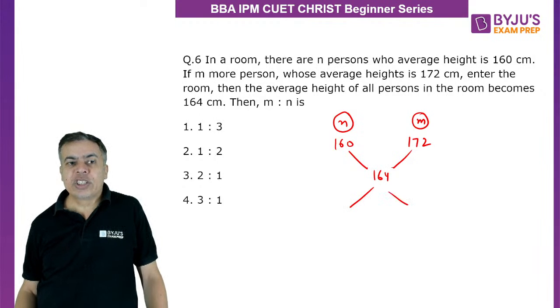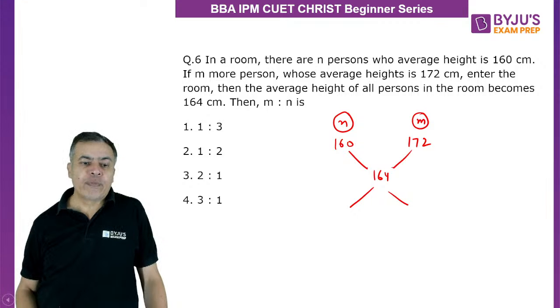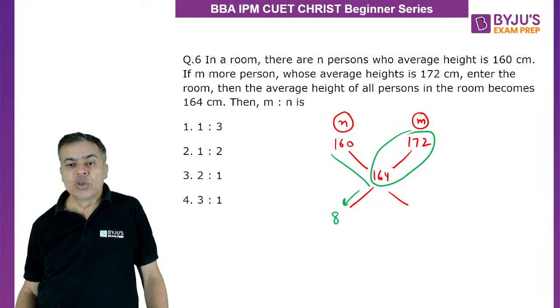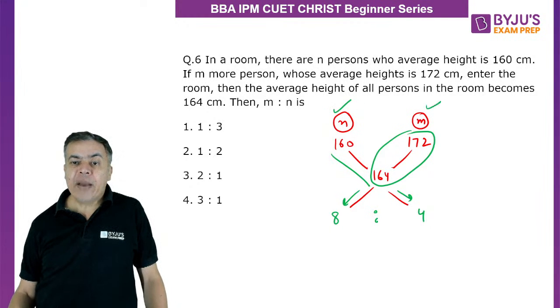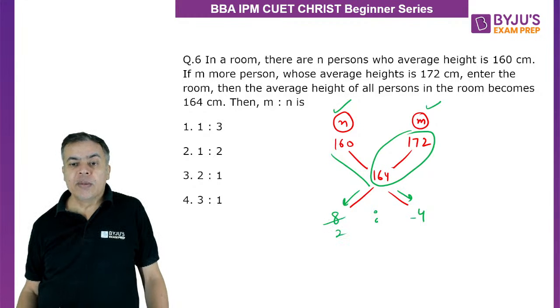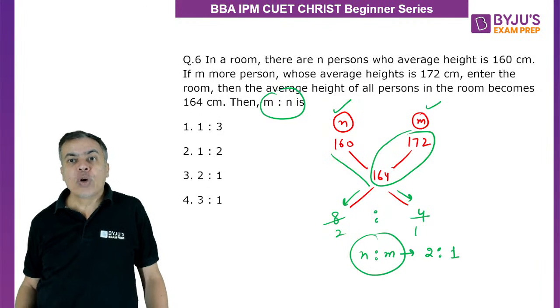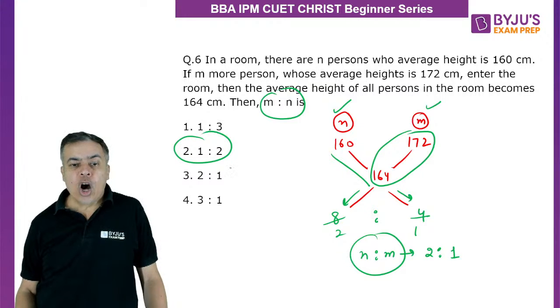Just take the cross difference. The cross difference means the difference of these two you write here, and the difference of these two you write here. So this should be the ratio of n and m, and the ratio becomes 2:1, that is, n is to m is 2:1. But he is asking m is to n. We are getting n is to m, so m is to n should be 1:2, not 2:1.